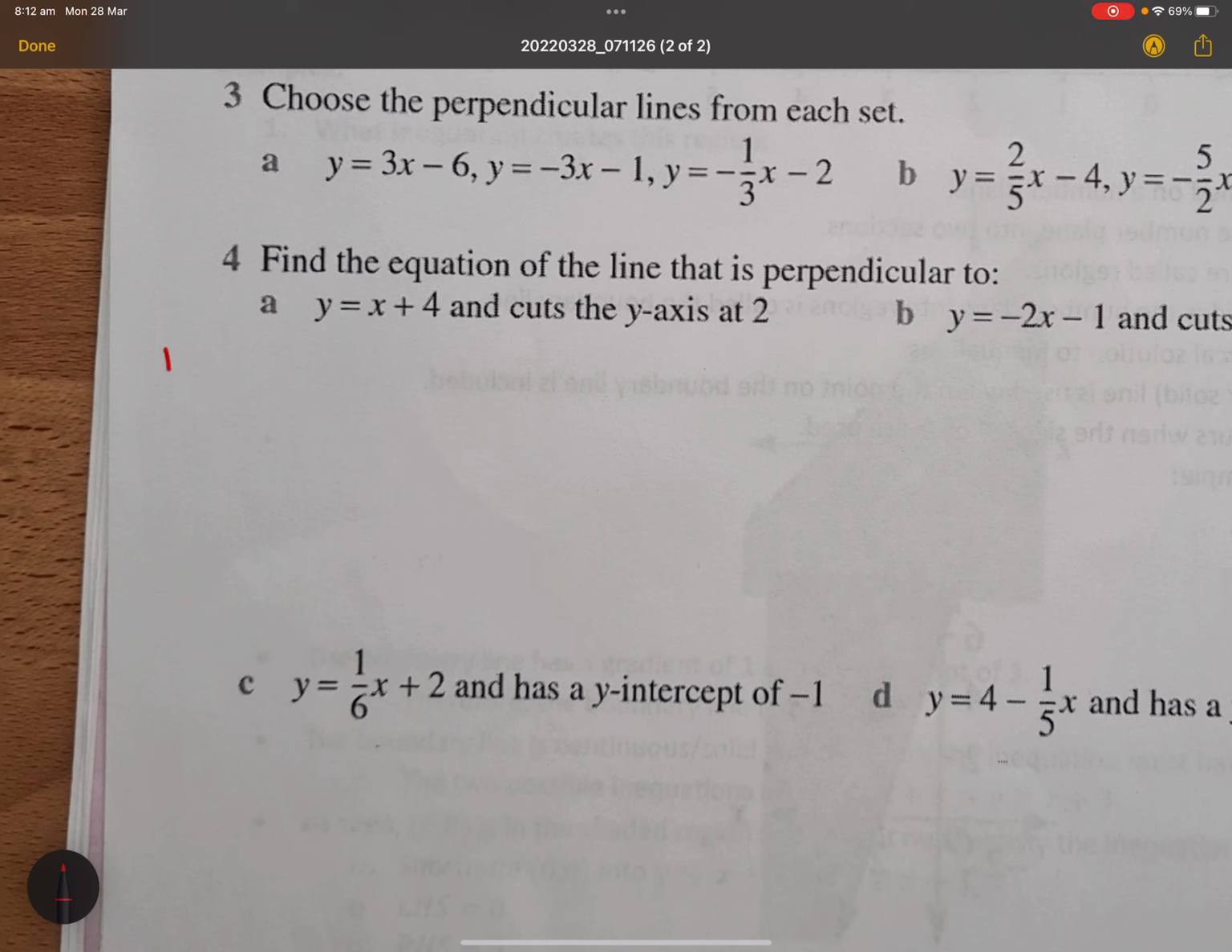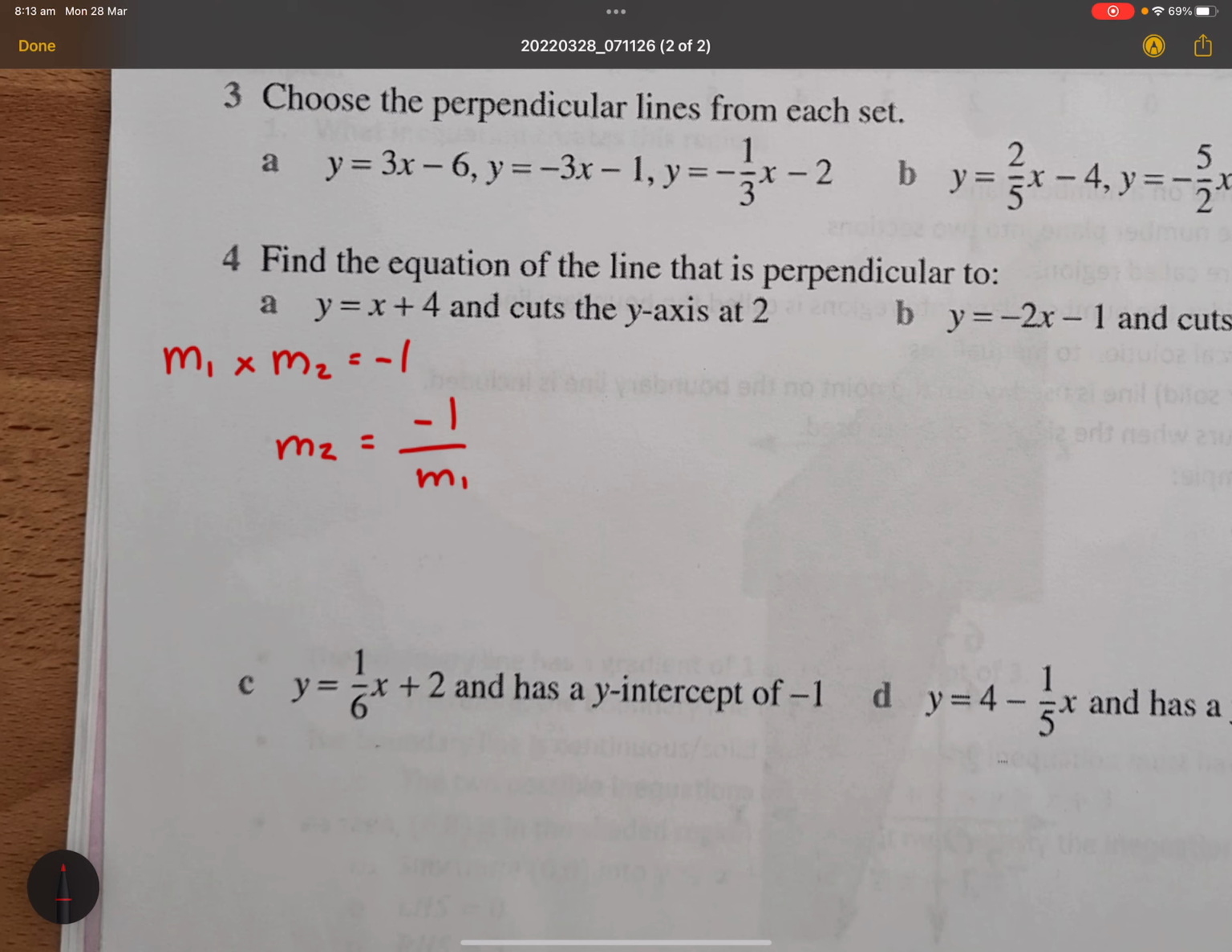So let's say we have the first line, m1, and we have the second line, m2. These are the gradients of, sorry, m1 is the gradient of the first line and m2 is the gradient of the second line. Their gradients must multiply to equal -1. If we rearrange this equation, you can say that m2, the gradient of the second line, is equal to -1 over m1. Okay, so let's use this one.